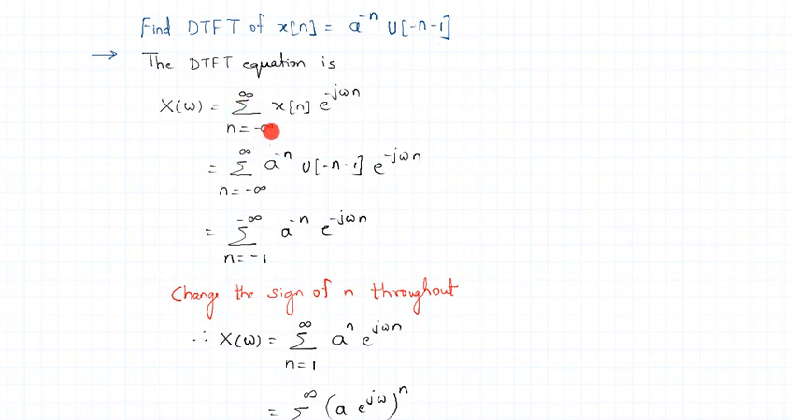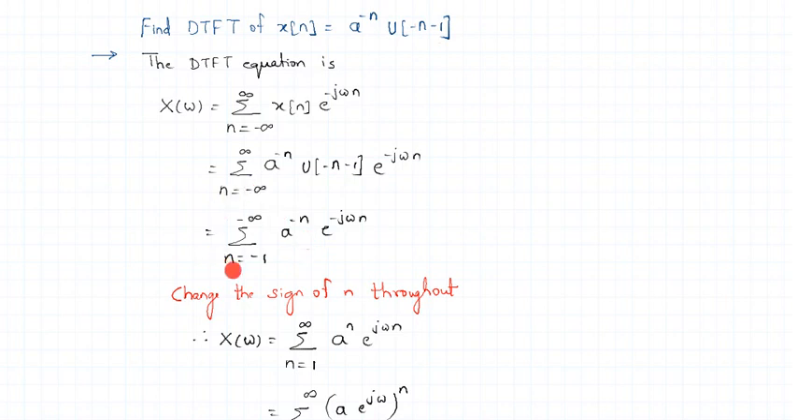So the equation of DTFT is the sum from minus infinity to plus infinity of x of n e raised to minus j omega n, and we'll replace x of n by the given equation a raised to minus n u of minus n minus 1. U of minus n minus 1 is going to change the limits, modifying them to minus 1 to minus infinity. So the limit, which was earlier minus infinity to plus infinity, gets modified to minus 1 to minus infinity because of the shifted and reversed unit step signal. The rest of the terms are as they are. The unit step signal has unit magnitude.